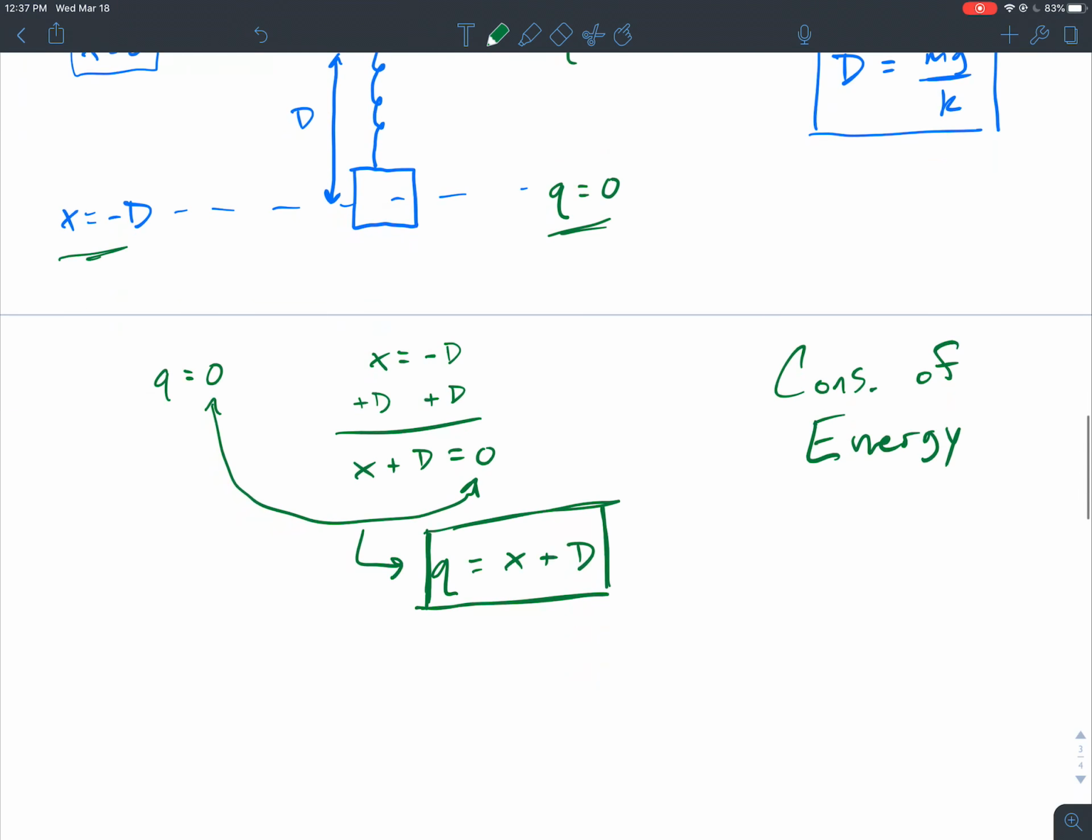And remember, our potential energy U for a spring is 1/2 kx squared, and our kinetic energy, this is a capital K, is 1/2 mv squared. Really, this v is x dot, the time derivative, but it's fine, whatever.